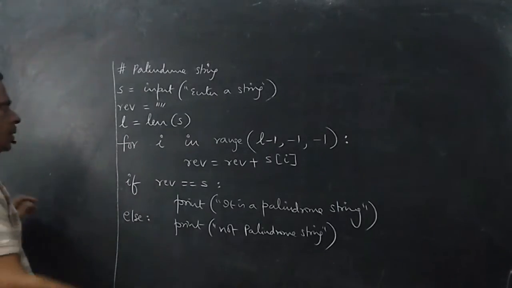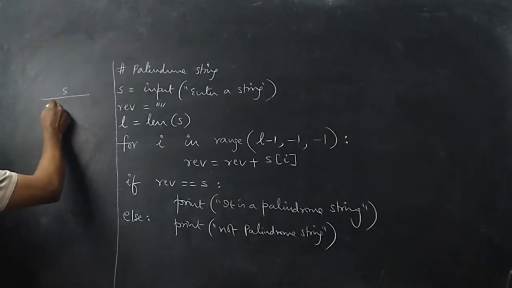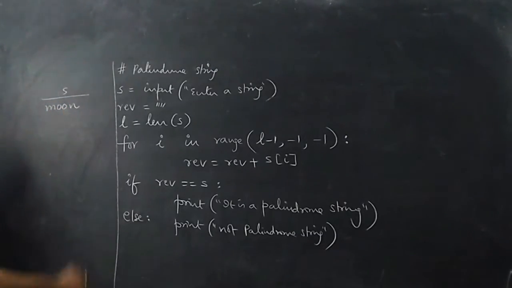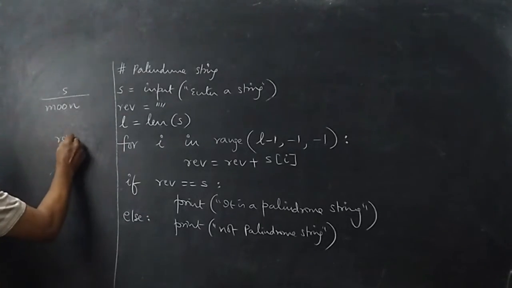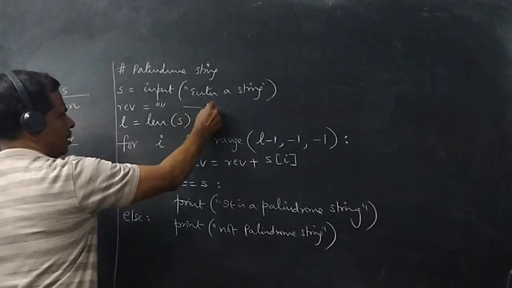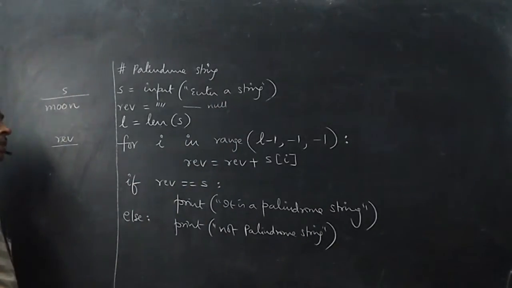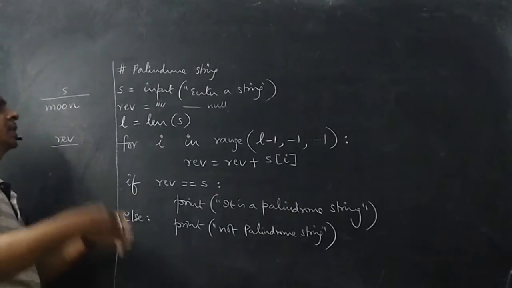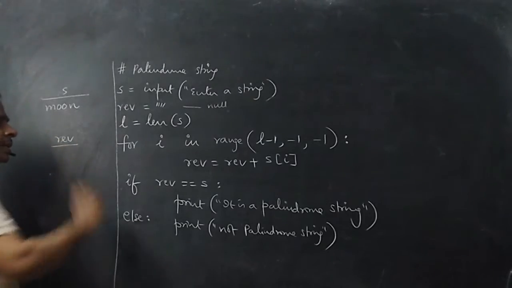Say my string is, suppose you take a small one, moon. I am taking moon. Moon is not a palindrome string. We have to prove it with our program. Then I have to take the reverse. The reverse is initially a null. Null in the sense nothing. If it is a number, we would have given a 0. Since it is a string, a null should be given. So reverse is null, nothing is there.